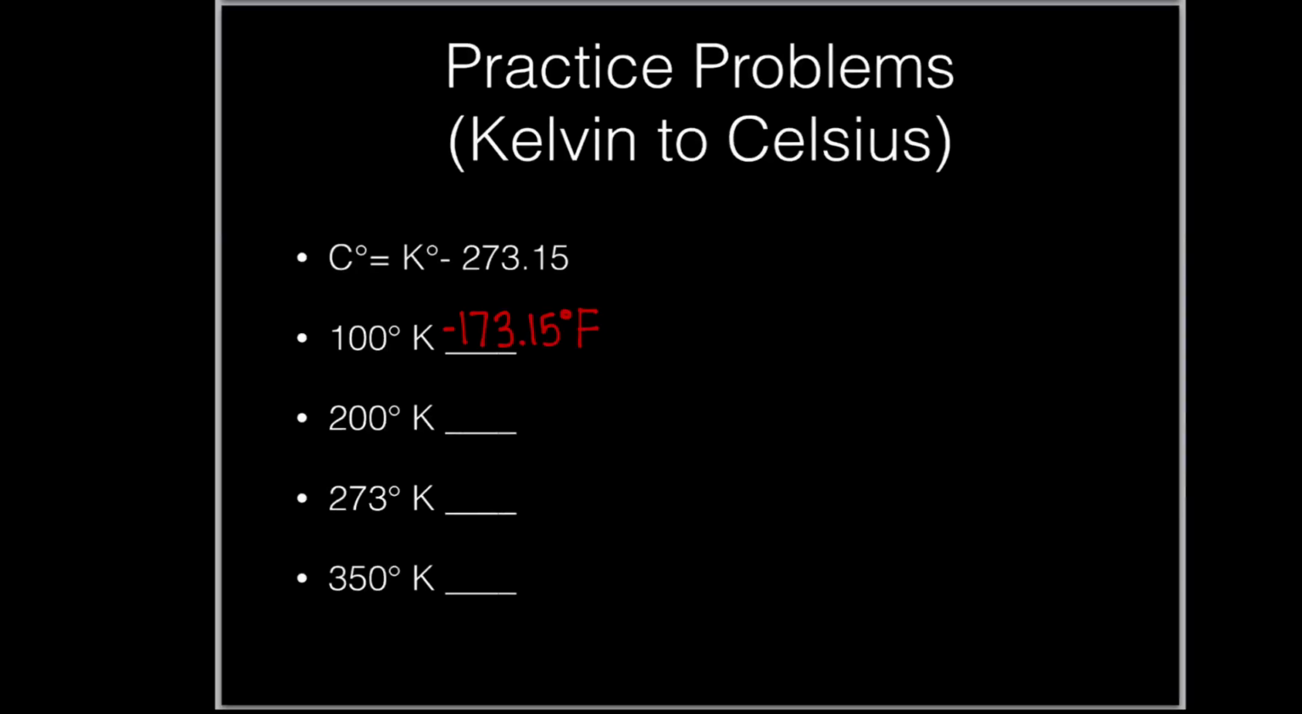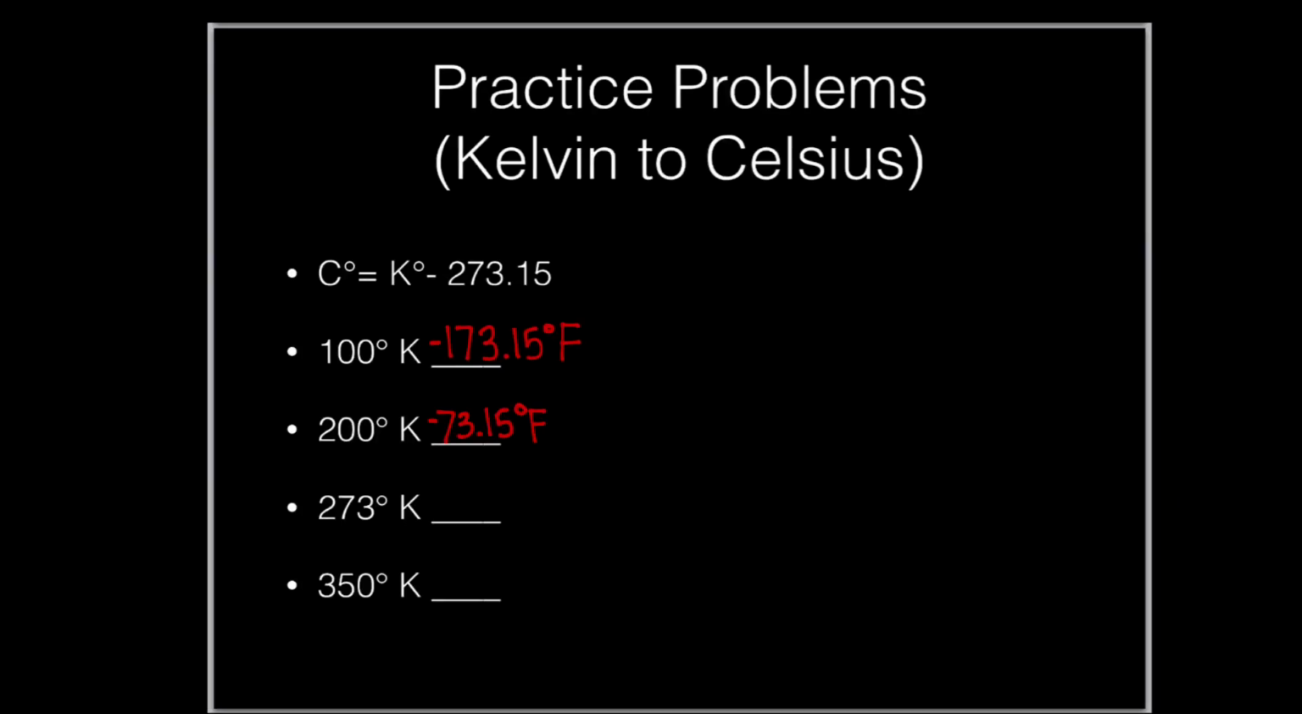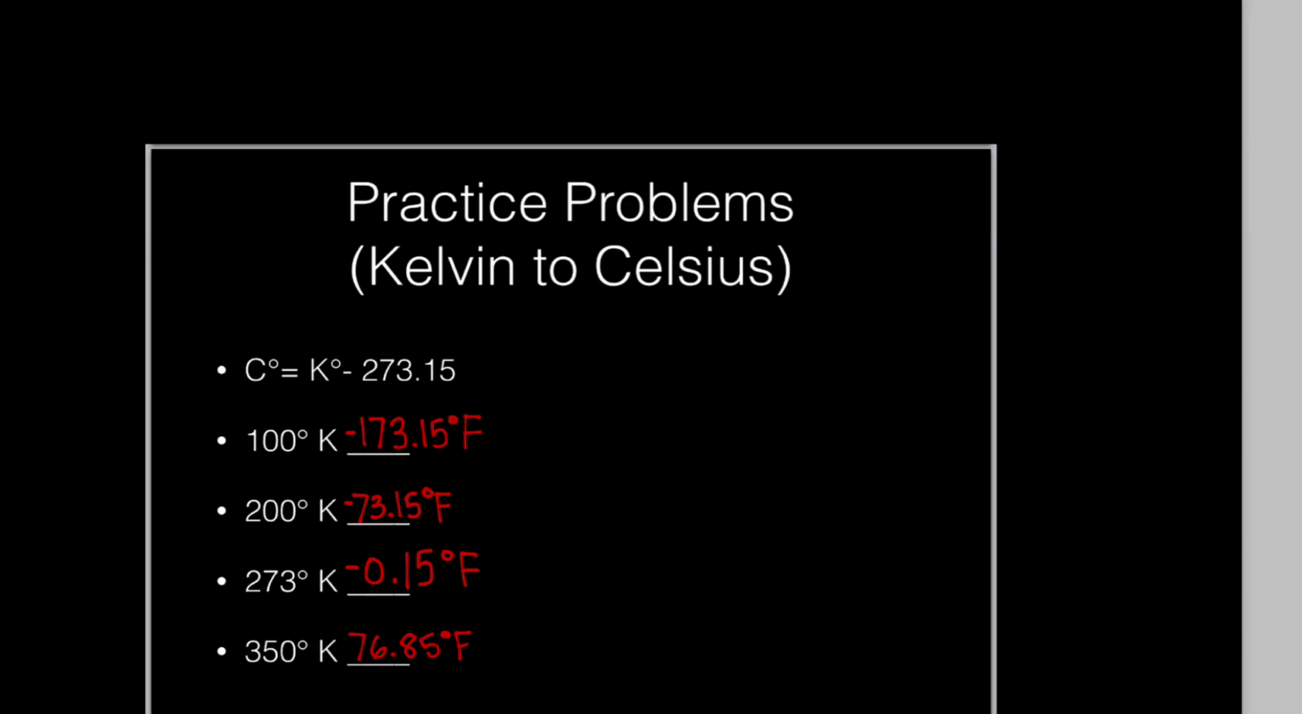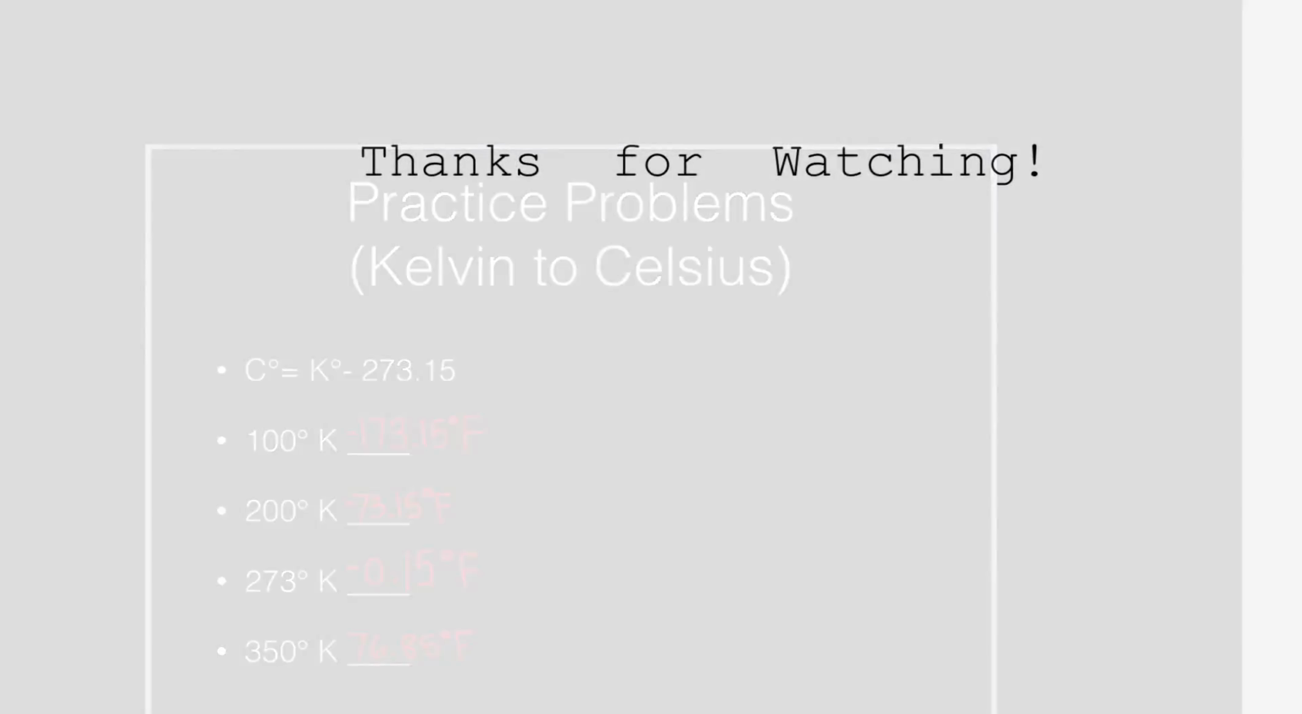Okay, so the answers. Number 1 is negative 173.15 degrees Celsius. Number 2 is negative 73.15 degrees Celsius. Number 3 is negative 0.15 degrees Celsius. And last but not least, number 4 is 76.85 degrees Celsius.